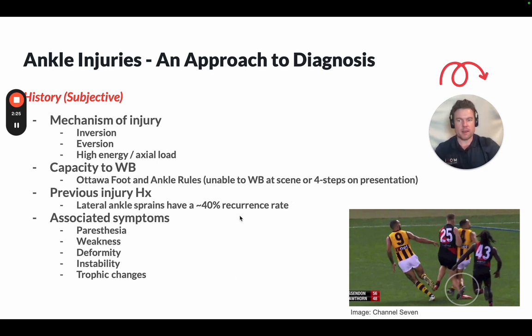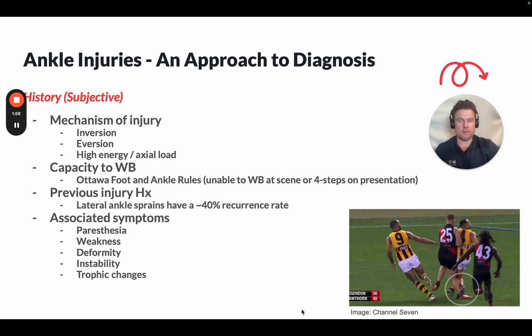Back onto the remainder of the history, another key component is can the person weight bear or not, and that goes for can they weight bear immediately at the incident, or can they weight bear four steps when they present to you. Previous history is really important here because we know that lateral ankle sprains commonly reoccur, so you can be quite confident if someone's come with a good history or mechanism for a lateral ankle sprain and have had one before, that's most likely what you're dealing with.